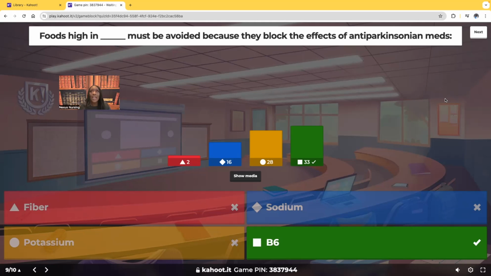Okay. Why? I don't know the chemical reaction. I couldn't tell you. I just have no clue. But foods high in vitamin B6, such as organ meats, liver, kidney, certain high starch vegetables like potatoes, they are high in vitamin B6, and they can actually block the effects of the anti-Parkinsonian medication. So you got to be careful with that.